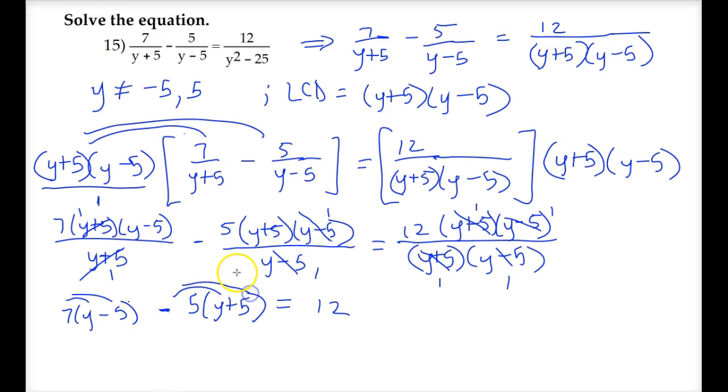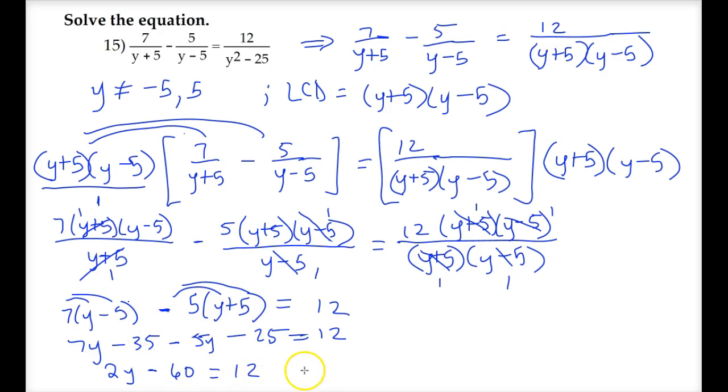Negative 5, distribute to both terms there. When we do that, we get 7y minus 35 minus 5y minus 25 equals 12. And so if we combine like terms here, we see that 7y minus 5y gives us a positive 2y. And we'll see that negative 35 minus 25 will give us a minus 60. And that will give us equal 12.